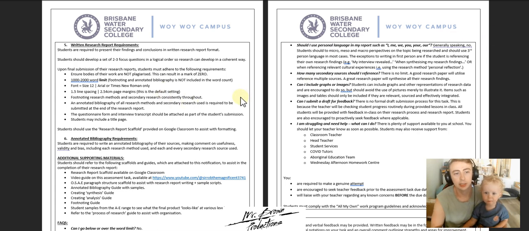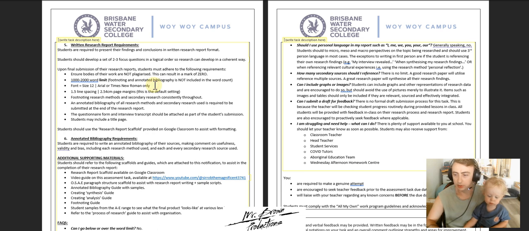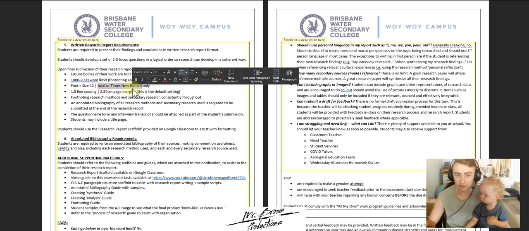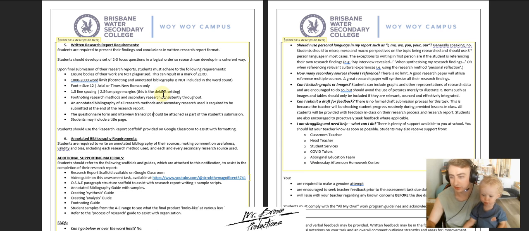So, yeah, 1,000 to 2,000 word limit. The other thing that we have to do, and again, we're trying to keep this consistent with what the NESA expectations are for the PIP, and that is font size. So it has to be size 12, either in Arial or Times New Roman. If you like any other font style, I'm sorry, it won't cut it. So Arial and Times New Roman only. You have to have 1.5 line spacing and 2.54 centimeter margins.